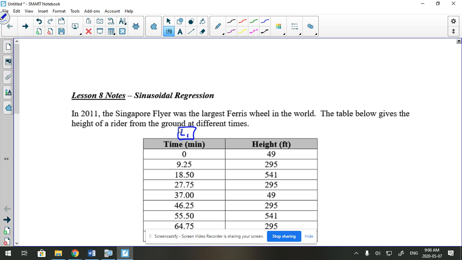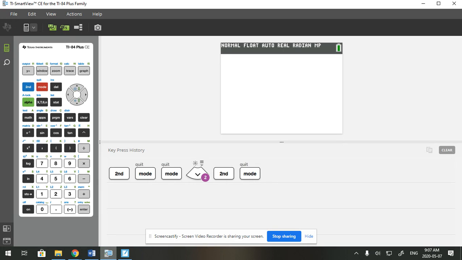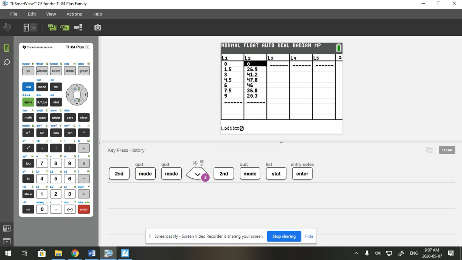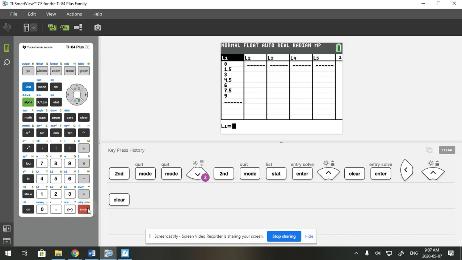So remember, your time will go into your list 1, your height will go into your list 2. So let's put that into our calculator. You're going to go into Stat, Edit, and enter in your data that you discovered there. You probably have old stuff in there, so remember to clear your list. You're going to go to the top, hit Clear, and then Enter. Move over, go up to the top, hit Clear, and then hit Enter.